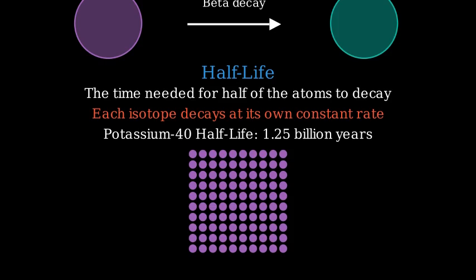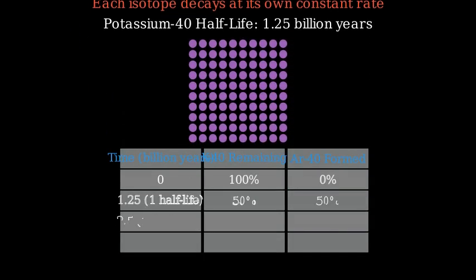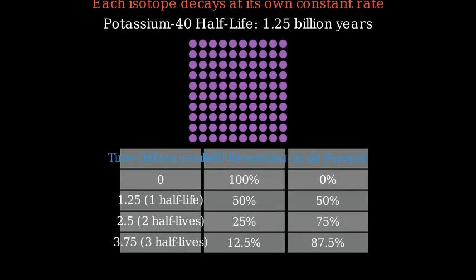This means if we start with 1,000 atoms of potassium 40, after 1.25 billion years, 500 atoms remain. After 2.5 billion years, 250 atoms remain. After 3.75 billion years, 125 atoms remain, and so on.